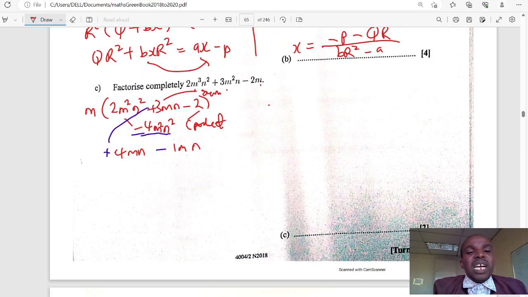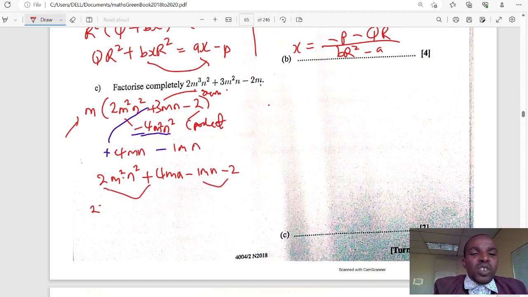Then you replace the middle term, plus 3mn, with these factors. If you add plus 4mn minus 1mn, you get plus 3mn. So it will be 2m squared n squared, plus 4mn, minus 1mn, minus 2. Let's ignore the m outside the brackets at the moment; we'll put it in our answer. Then factorize, this and this, and this and this.